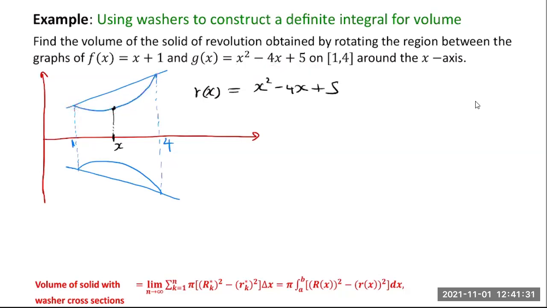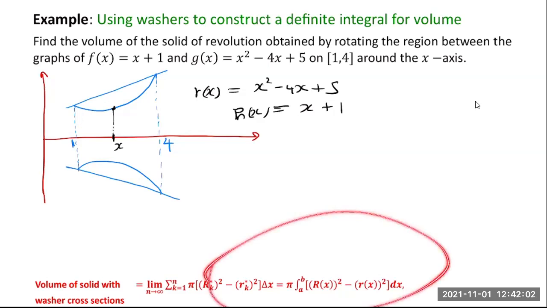And clearly, the upper radius is this side. Right? That's the upper radius. Upper radius is f of x. At this point x, this height is f of x, or x plus 1. So uppercase r of x is x plus 1. So we identified lowercase r of x and uppercase r of x, or the inner radius and the outer radius. All right, now we can go with this formula. We have everything we need.